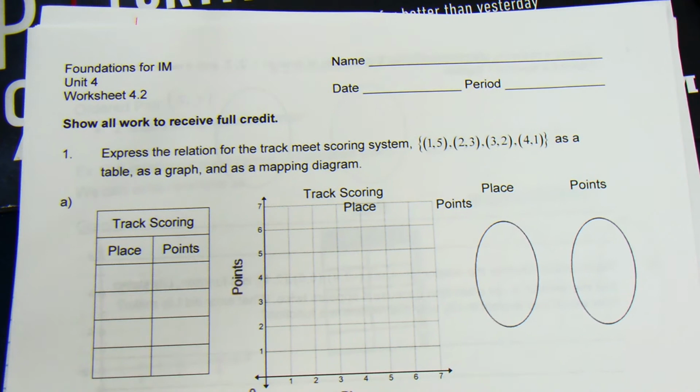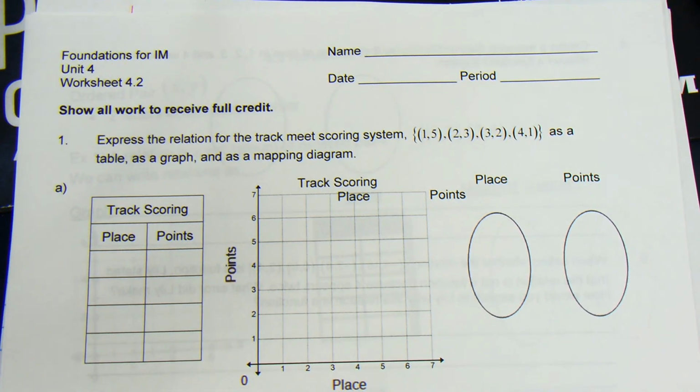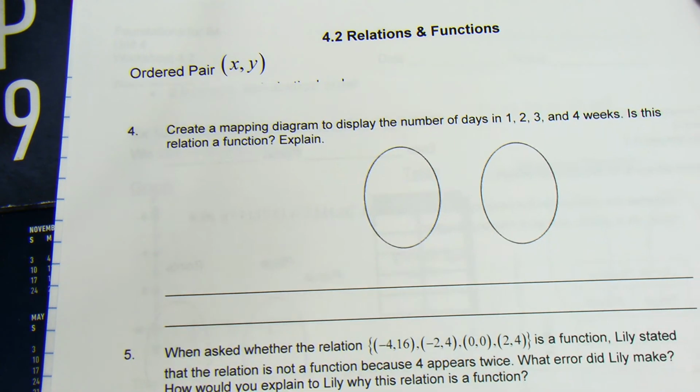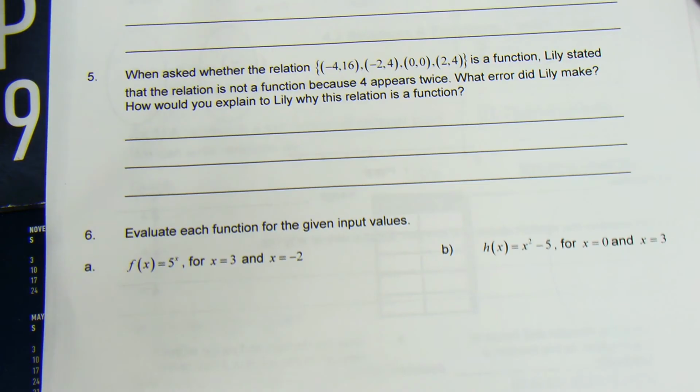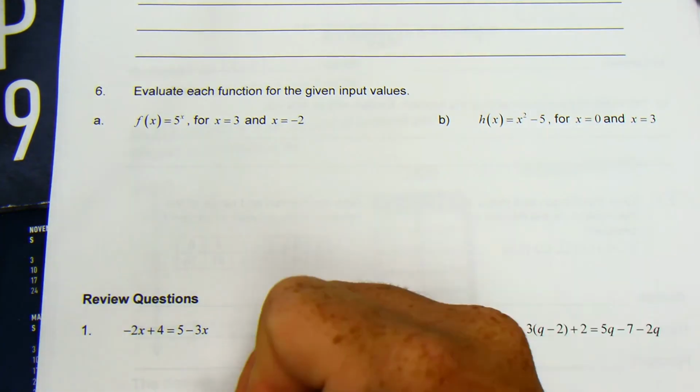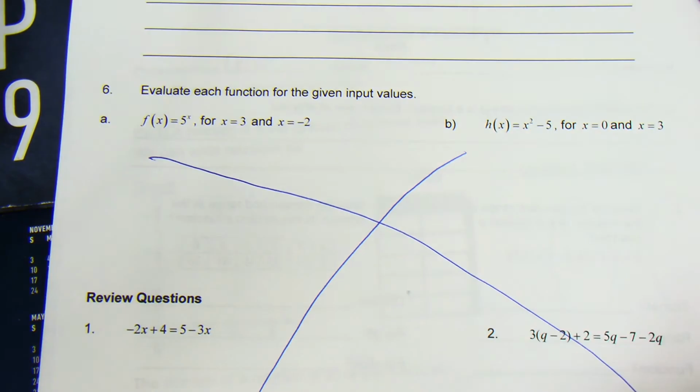This is what Worksheet 4.2 looks like. So please make sure we are working on the correct worksheet. We are going to do numbers 1 through 5 today. We're not going to do number 6 or the review questions, so we're just going to cross out 6 and the review questions. We're only doing numbers 1 through 5 today.